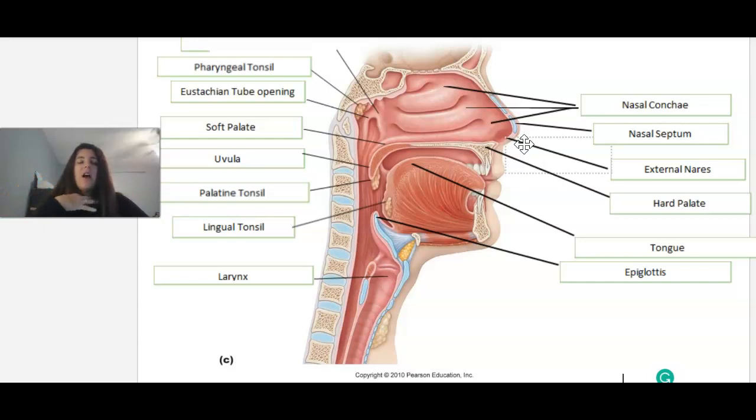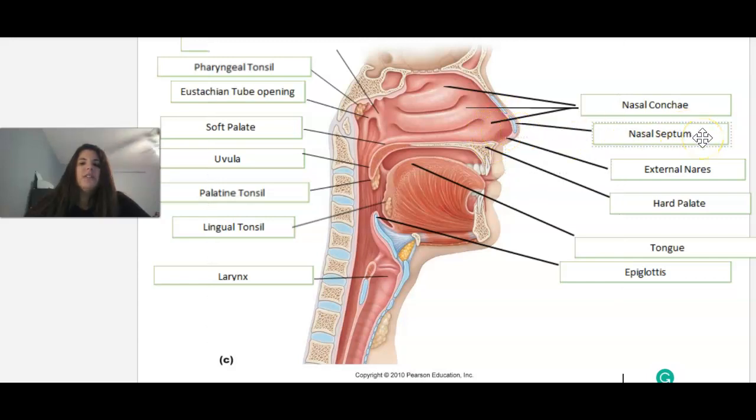Our lungs are a prime place for bacteria, viruses, and fungus to grow. They're very damp, very dark, and very warm. Microorganisms love those kinds of environments, so we want to filter out all of those bad things as much as we can. And so your external nares bring that air into the nasal cavity.